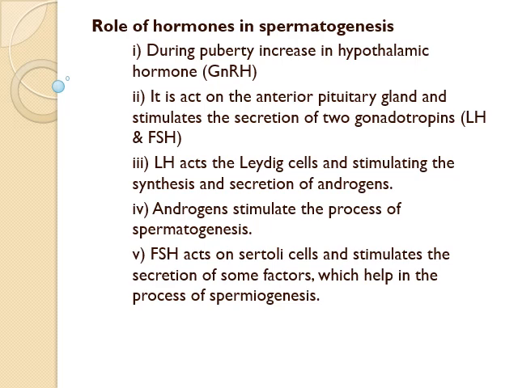Then luteinizing hormone also enters the testis, stimulating the interstitial cells or Leydig cells to make and release testosterone into the testis and the blood. Testosterone is responsible for the secondary sexual characteristics that develop in the male during adolescence. It stimulates the process of sperm production in the testis.